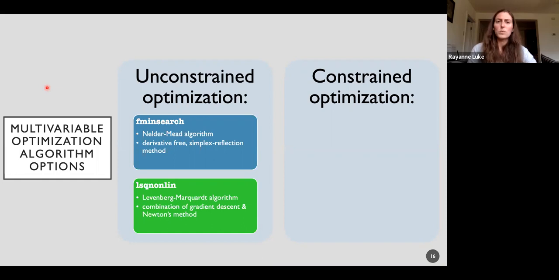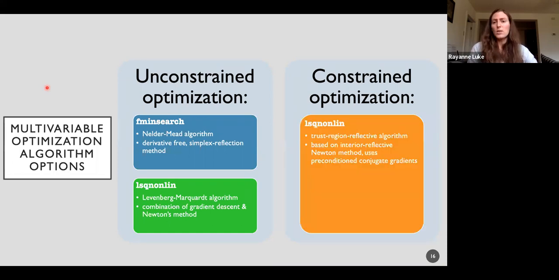And then there are times when we decided to constrain certain parameters. For example, some are not physically realistic if they are negative. So in that case, we'll still use the lsqnonlin function, but using a trust region reflective algorithm.